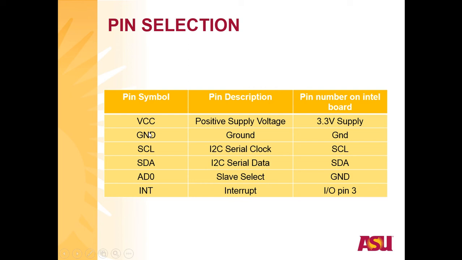VCC on the MPU 6050 is connected to the 3.3 supply. Ground on MPU 6050 is connected to ground. SCL is connected to SCL on Galileo. SDA is connected to SDA on Galileo. AD0 is connected to ground and INT, the interrupt pin, is connected to IO pin 3.